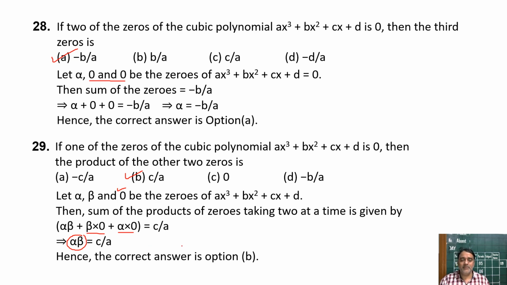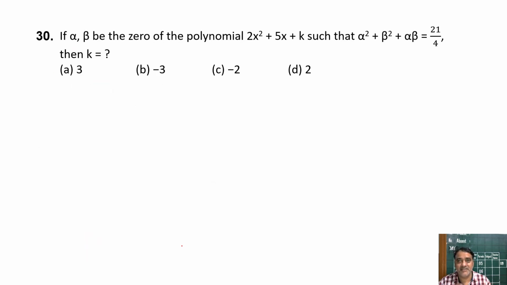Right. Now we are moving toward question number 30. Now this is a difficult question. Difficult means it is not easy. If alpha, beta are the zeros of the polynomial 2x square plus 5x plus k such that alpha square plus beta square plus alpha beta is equal to 21 by 4, now we need to find the value of k.